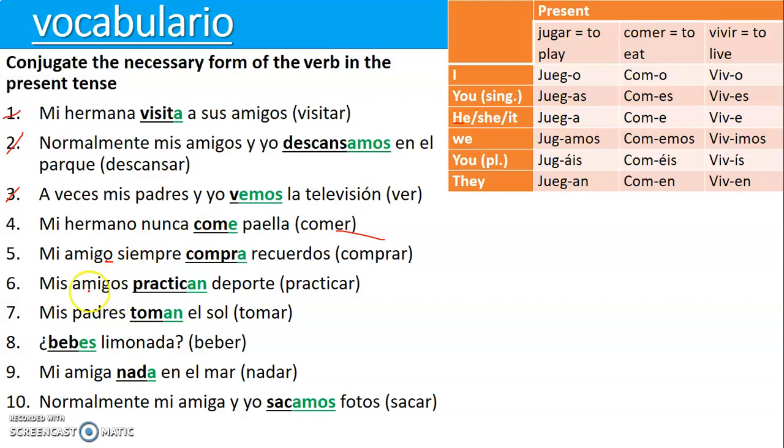Mis amigos practican. Well, mis amigos is plural, so it's my friends, plural. So that's the they form. Because if you'd say my friends are nice, and you don't want to say my friends, you'd say they are nice. So that's this one here. We do this one together. Toman el sol. Bebes. It's an ER verb, and you're saying you. So do you drink lemonade?